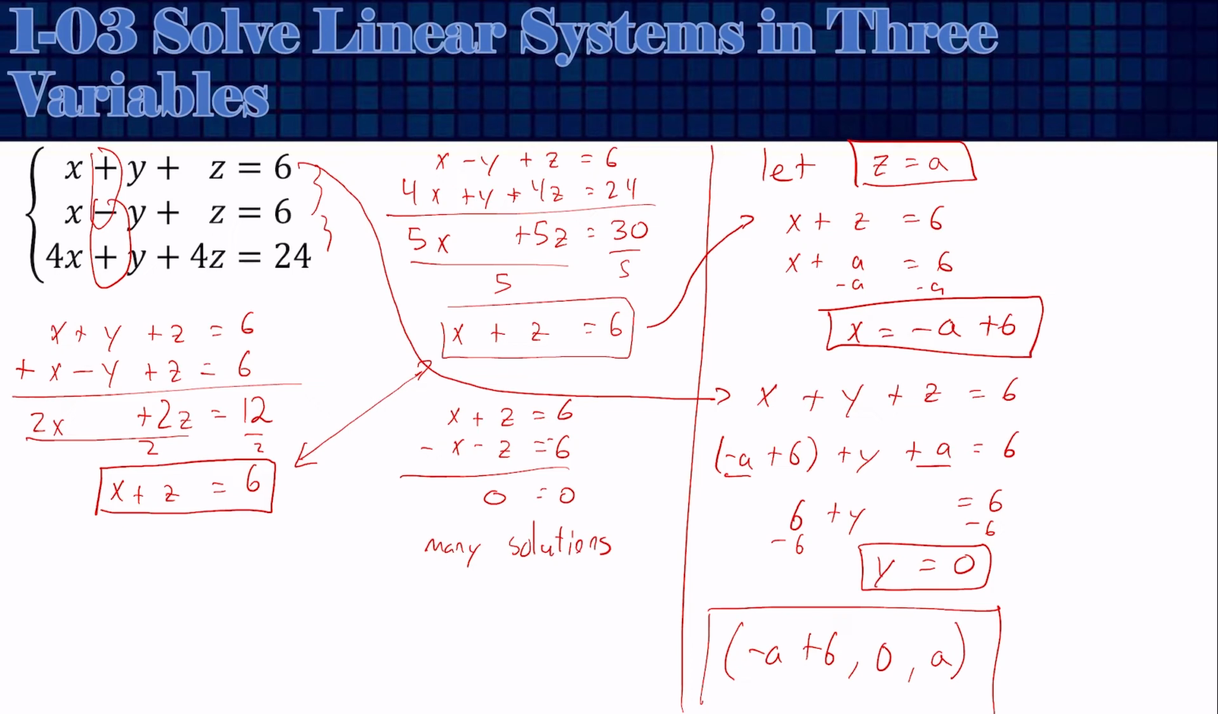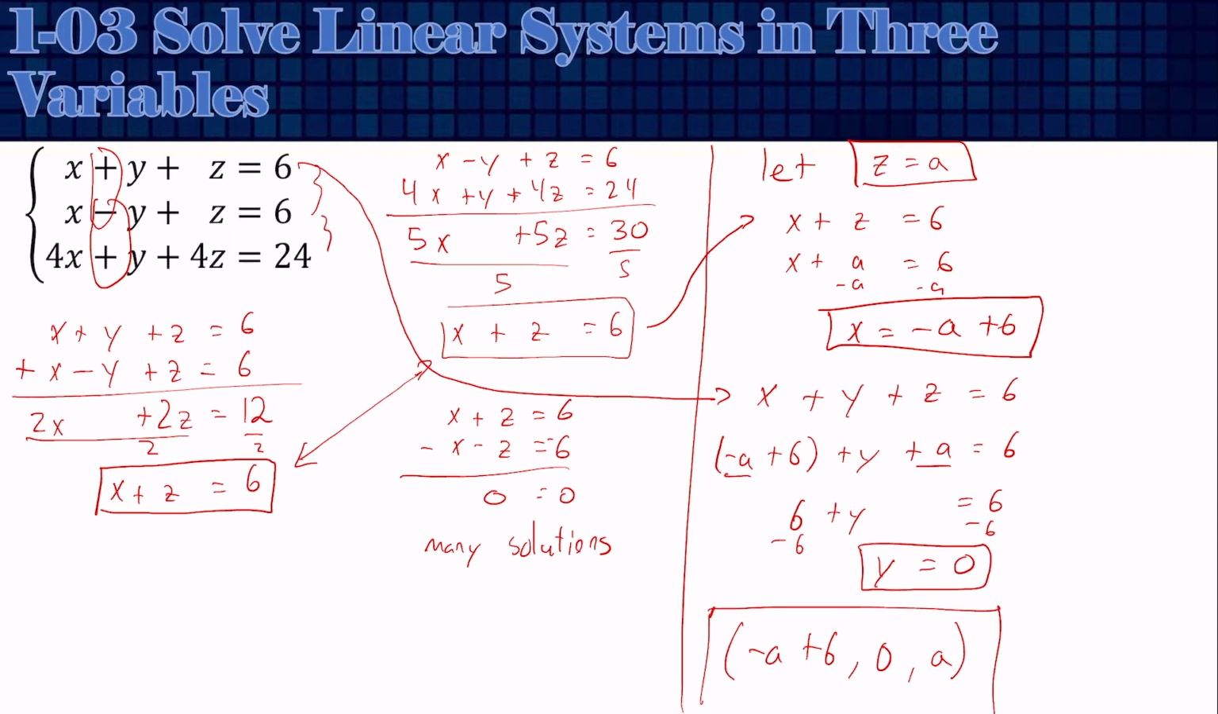Well, that'll be a solution. If I put a 1 for a, I'll get 5, 0, 1. That's also a solution. If I put a 2 for a, I'll get 4, 0, 2. That's also a solution. So we put different numbers for a, we get different solutions. And that is how you describe many solutions in 3 variables.